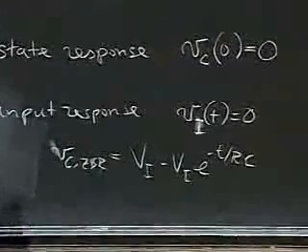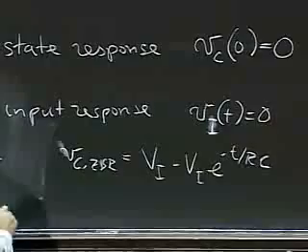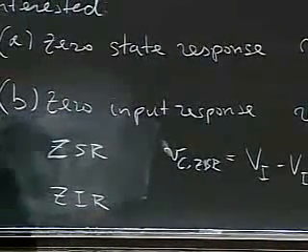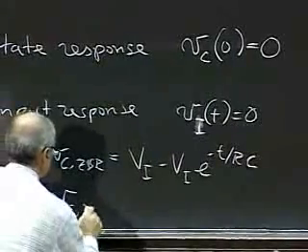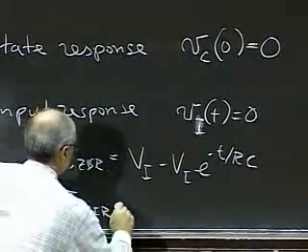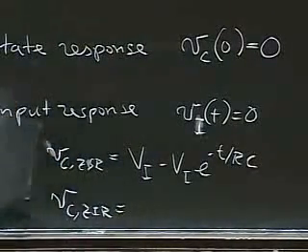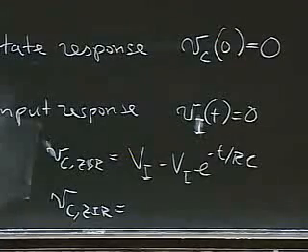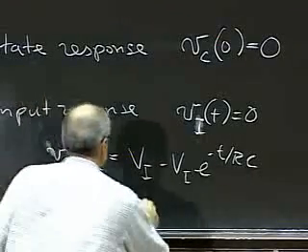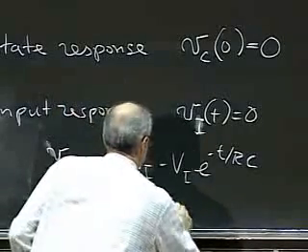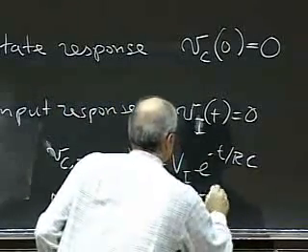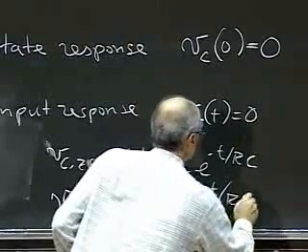The ZIR, the zero input response, is like this. It's the decay of the initial voltage on the capacitor to 0 or to equilibrium. So starting from Vc of 0, we're decaying like this.